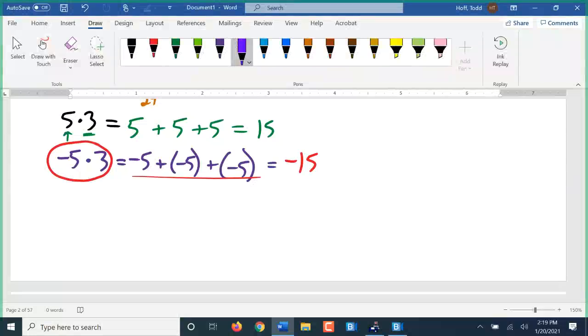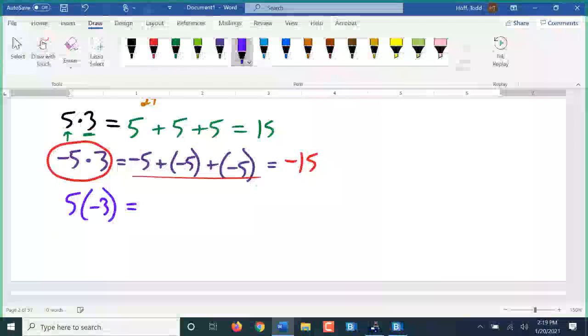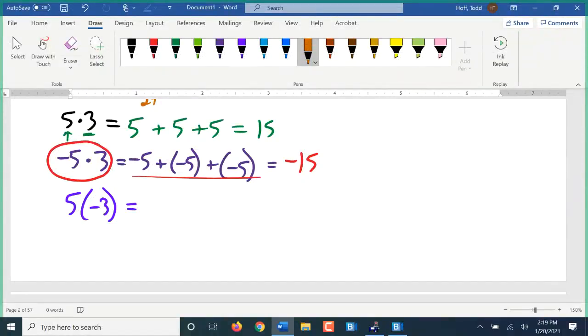What if we are given 5 times a negative 3? Well, I can't take a 5 and repeat it a negative number of times. I can't take 5 and add negative 3 of them together. It doesn't work. But multiplication is what we call commutative. What does that mean? Well, that means 3 times 7 is equivalent to 7 times 3. I can change the order of the numbers. So 5 times negative 3 can be changed to negative 3 times 5. That's saying take negative 3 and repeat it 5 times, or add 5 of them together.